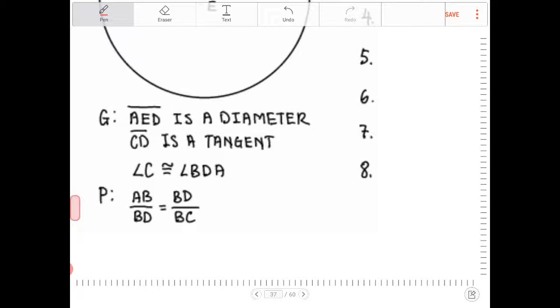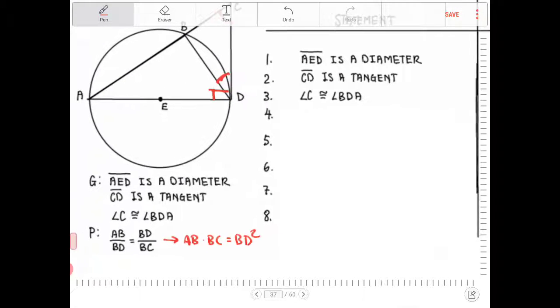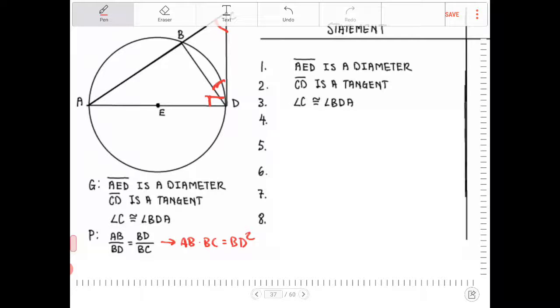If you look at this immediately, isn't this the same thing as AB times BC is equal to BD squared? Where have we seen this before? Oh yeah, that's right. This is actually the geometric mean. Guys, do you remember this?